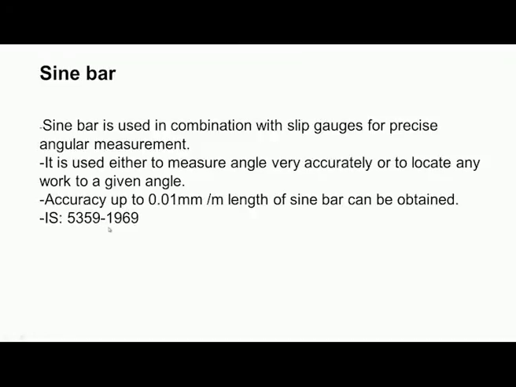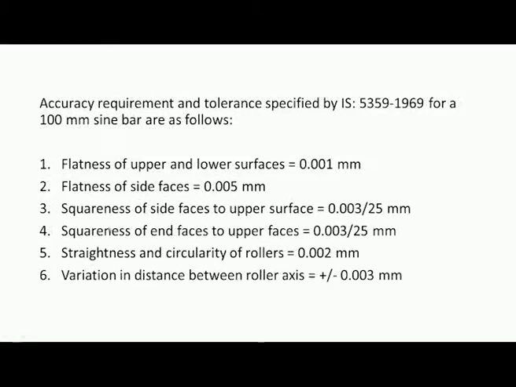5359 of 1969. Now, the accuracy requirement and tolerance specified in Indian Standard 5359 of 1969 for a 100 millimeter sine bar are as follows. Flatness of upper and lower surfaces should be 0.001 millimeter, and the flatness of side faces should be 0.005 millimeter.